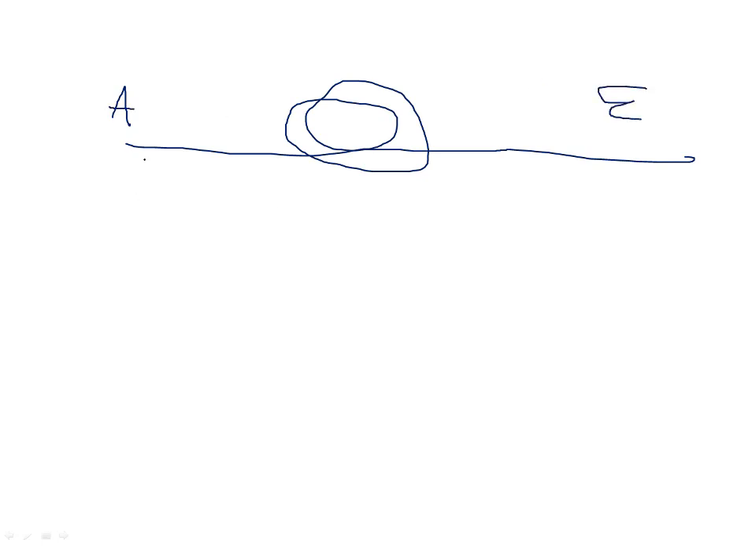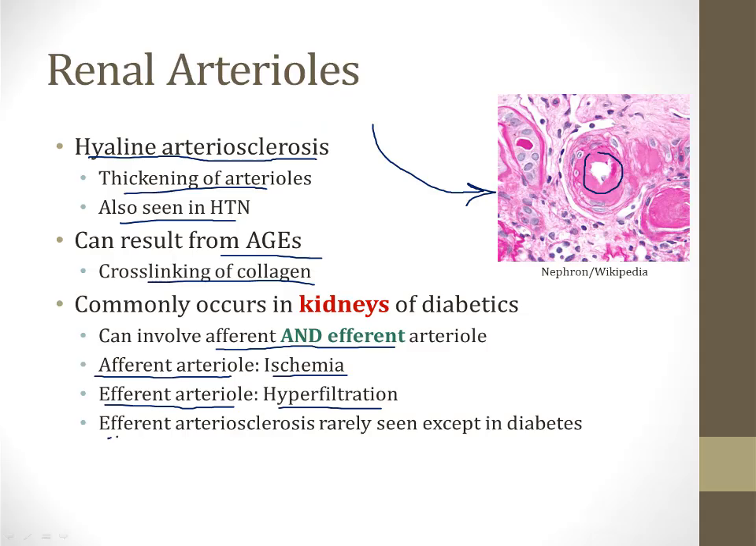To understand this, let's imagine we have a glomerulus here. This is the afferent arteriole and this is the efferent arteriole. If you have narrowing of the afferent arteriole, that will decrease the blood supply to the nephron and cause ischemia, and that's the way that kidney damage can occur in diabetes. If the efferent arteriole is damaged, you will raise the pressure in the glomerulus. This will lead to hyperfiltration, and that's how you can get albumin in the urine. Both of these can contribute to damage to the kidneys and ultimately to end-stage renal disease. And a key point to note here is that efferent arteriosclerosis is rarely seen except in diabetes. That is a relatively unique feature of diabetes, something that is high yield for you to know for your boards.